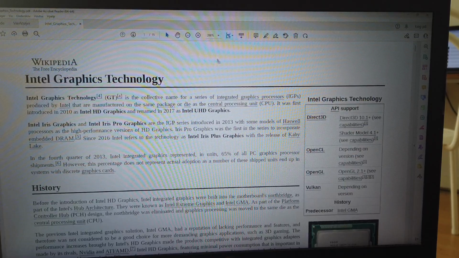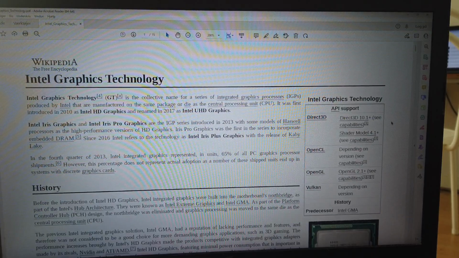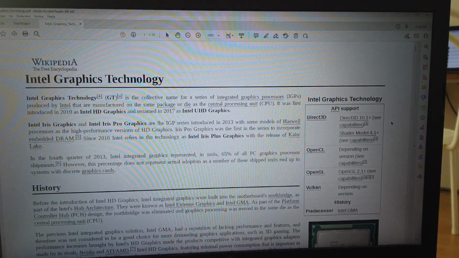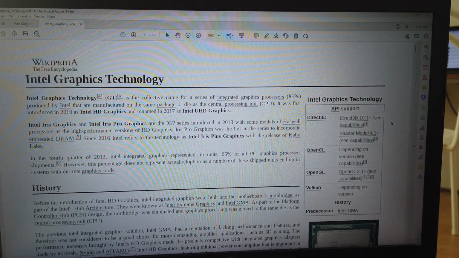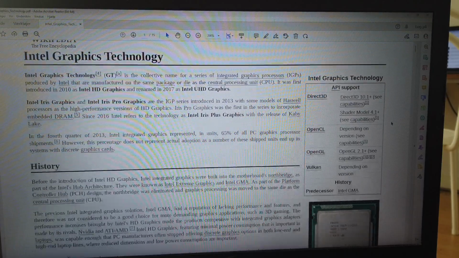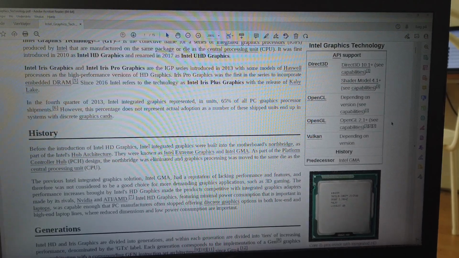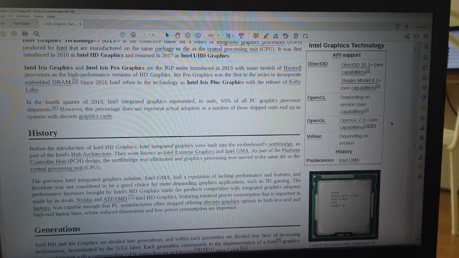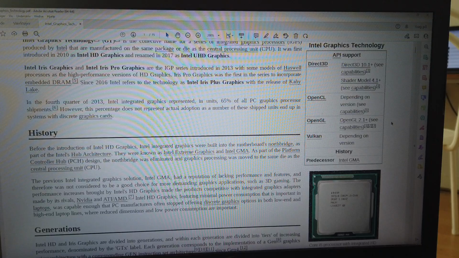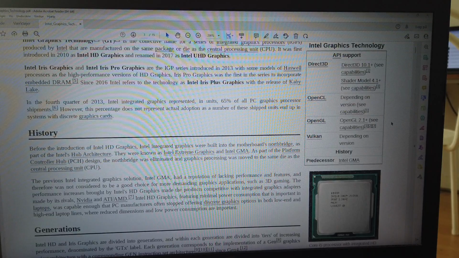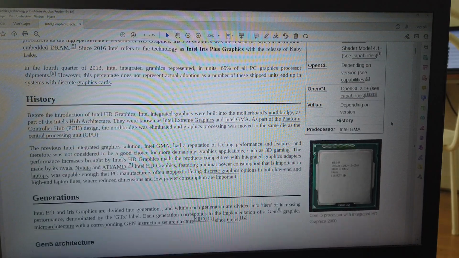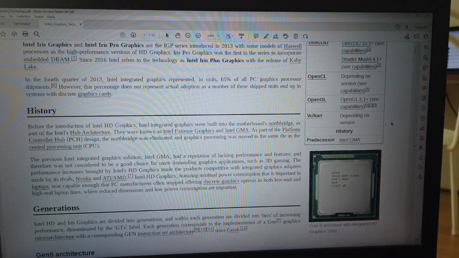Intel Graphics Technology. Intel Graphics Technology API support: Direct 3D 10.1 plus, Shader Model 4.1 plus, OpenGL 2.1 plus depending on version, Vulkan depending on version. History: predecessor Intel GMA, Core i5 processor with integrated HD Graphics 2000.